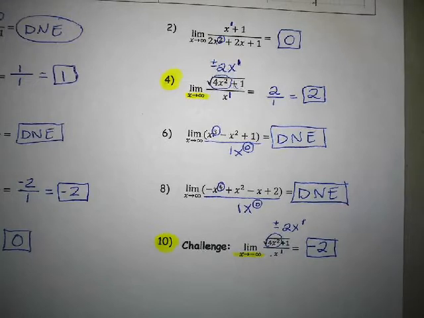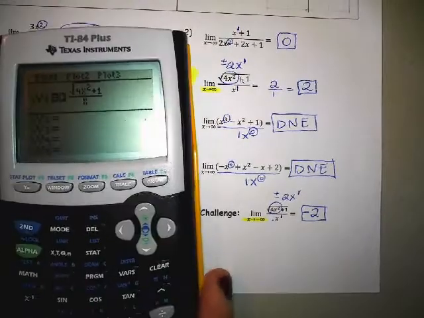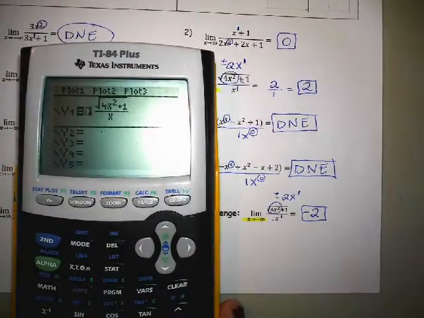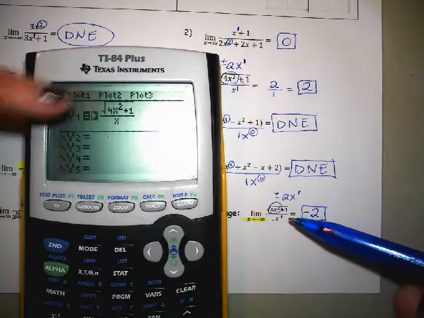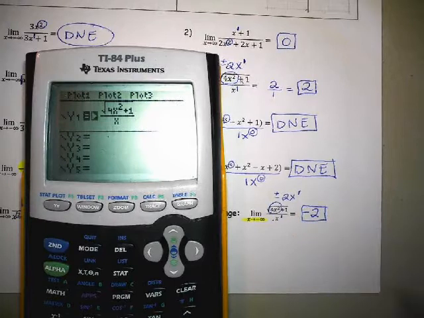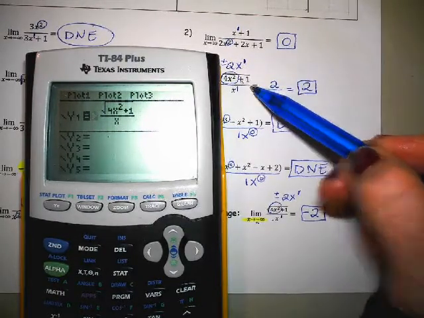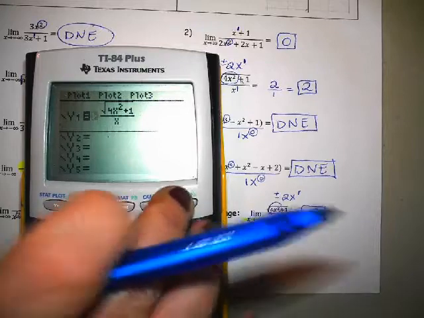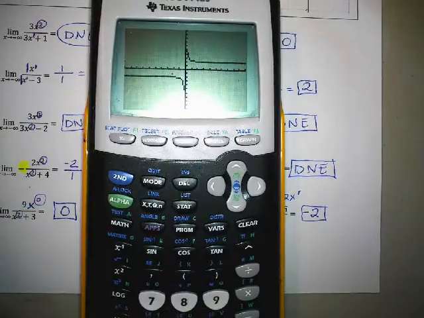And I just want to throw my calculator under the screen for just a moment so that you can see what this thing would look like. Alright, so what I have in here right now is the square root of 4x squared plus 1 divided by x. And I'm going to hit graph, and I'm going to look at what's happening as x goes to negative infinity, and then also what was happening back up here in number 4 as x went to positive infinity. So I'm going to hit graph, and my graph looks like this.